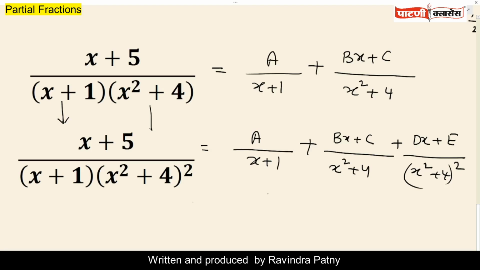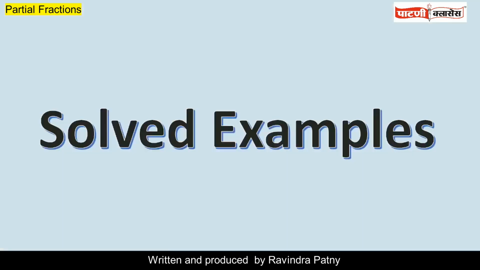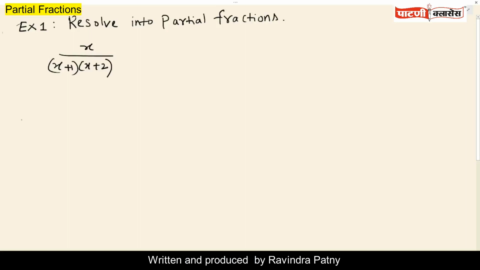Now I am going to solve some examples for you for better understanding. Resolve into partial fractions x upon x plus 1, x plus 2. We observe that in the denominator both the factors are linear factors. Therefore, x upon x plus 1, x plus 2 can be resolved into partial fractions by method 1, that is A upon x plus 1 plus B upon x plus 2.